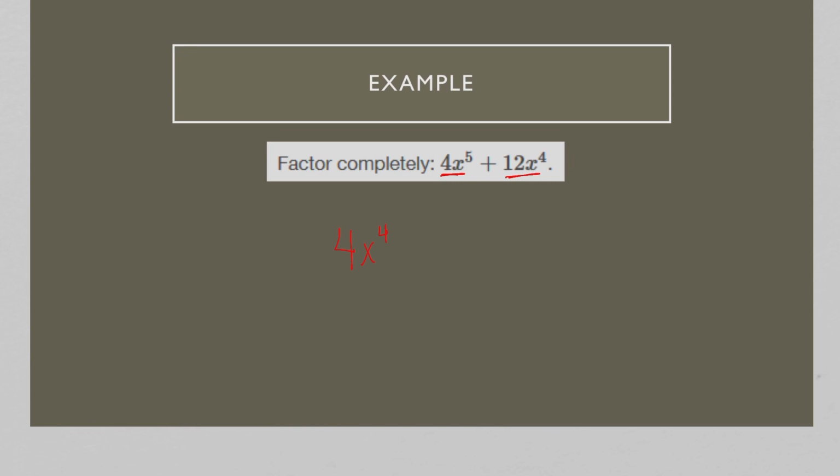All right, so now what times 4x to the 4th would give me 4x to the 5th? Well, that would just be plain old x, because all I need is one more x. And what times 4x to the 4th would give me a positive 12x to the 4th? And that is a positive 3. And right now, this is as good as this factoring gets. We can't do anything else to it.